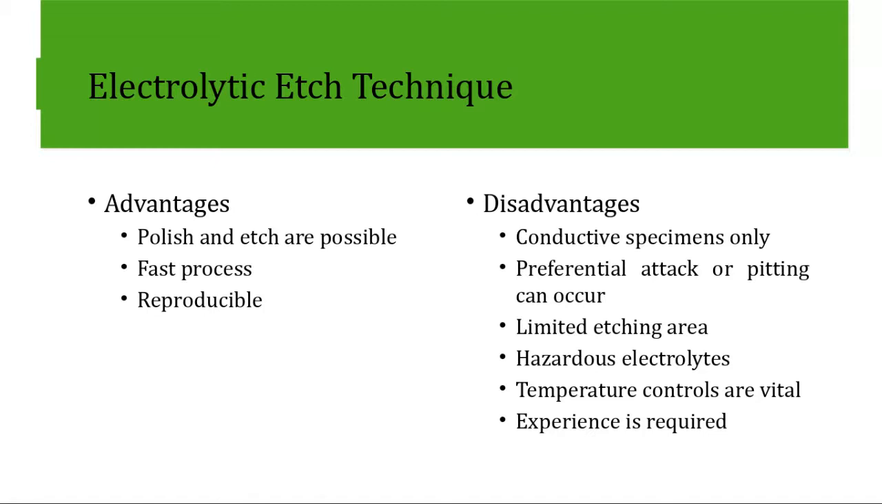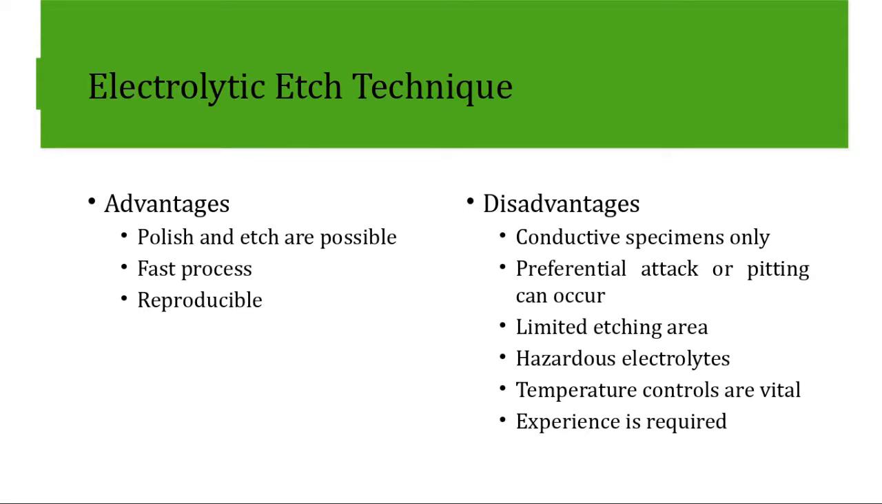Your electrolytes are pretty hazardous. That's always an issue, right? Now you're dealing with more hazardous chemicals. Temperature controls are vital. So if you're using a hot electrolyte, it will etch your sample differently than if it was at room temperature. So in order to identify time, voltage, and the electrolyte used, it does require more experience than the chemical etching that you would do with a cotton swab or immersion.